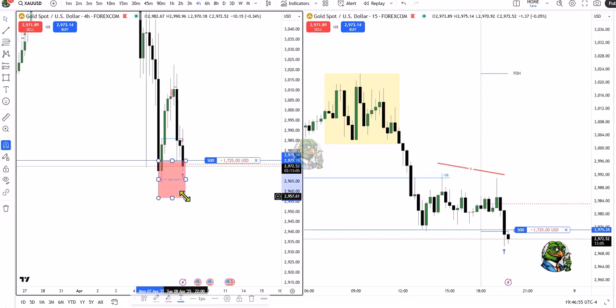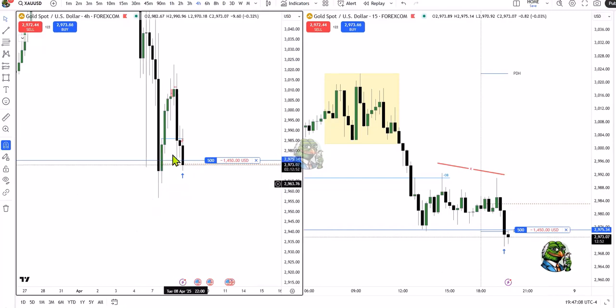Let me get rid of this box. Okay, so we could still tap that, even though we've come into the daily low. We could still go back under there, right? That's the previous, what's that? That's the weekly low. Okay, so let me go back to the 1 minute.